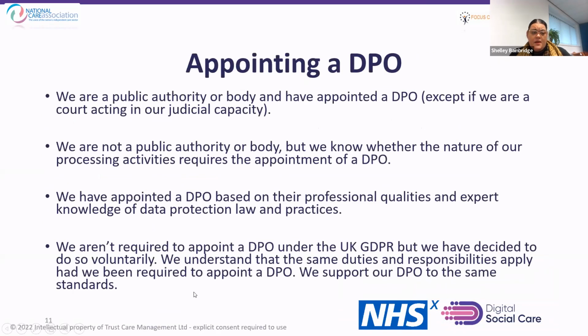So appointing a DPO: we are a public authority or body and have appointed a DPO. We are not a public authority or body, but we know the nature of our processing activities requires the appointment of a DPO. We have appointed a DPO based on their professional qualities and expert knowledge of data protection law and practices. Or the final choice: we aren't required to appoint one under the UK GDPR, but we have decided to do so voluntarily. We understand that the same duties and responsibilities apply had we been required to appoint a DPO.